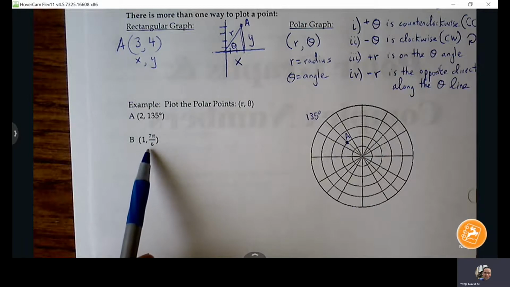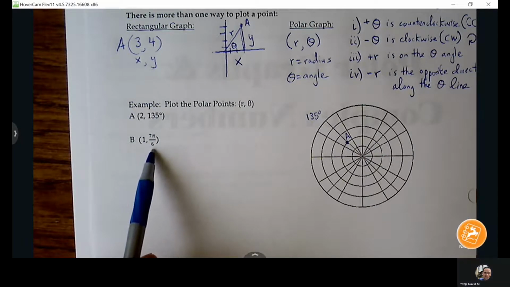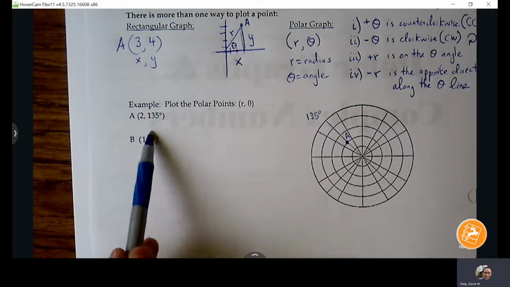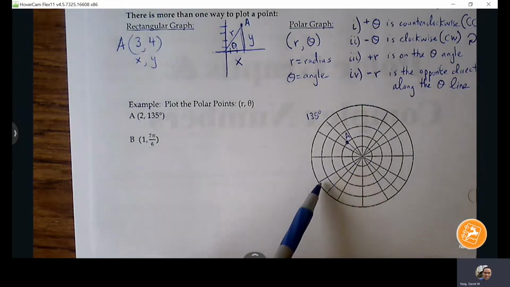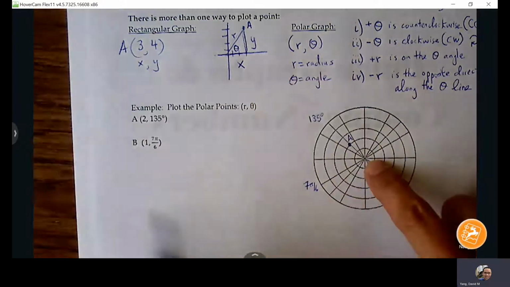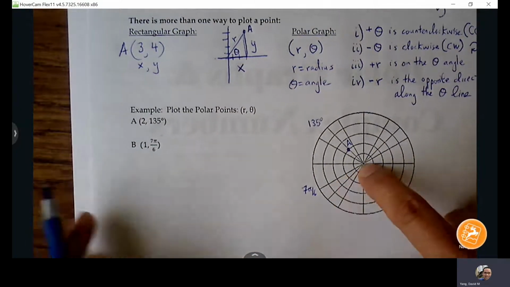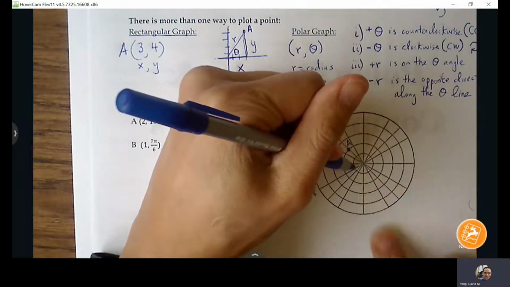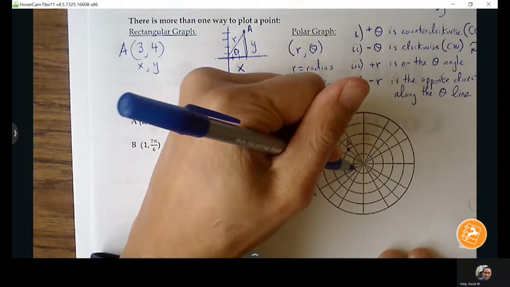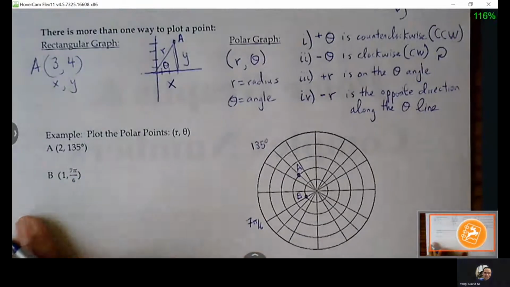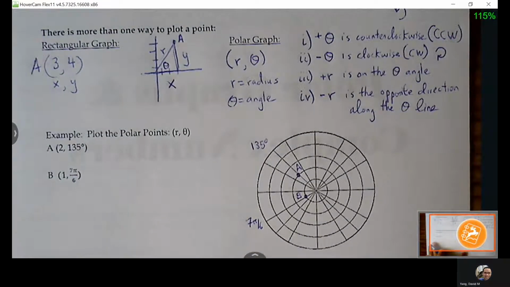Start with the second number first, 7 pi over 6. Which quadrant is that in? Third quadrant. And it's going to be the angle measure closest to the 180, right? So here's my 7 pi over 6. If I want to walk towards 7 pi over 6, 1 unit out, there it is, point B. Okay, any questions so far?